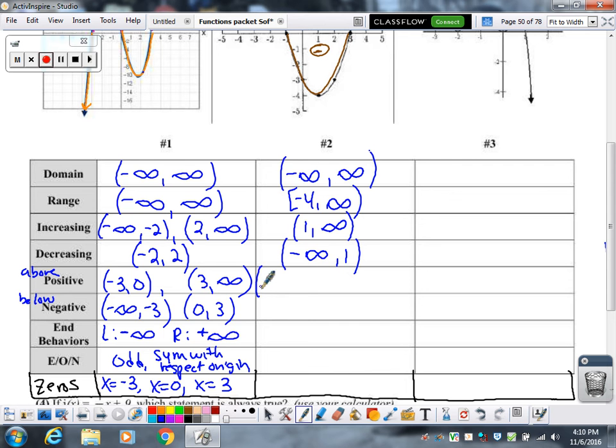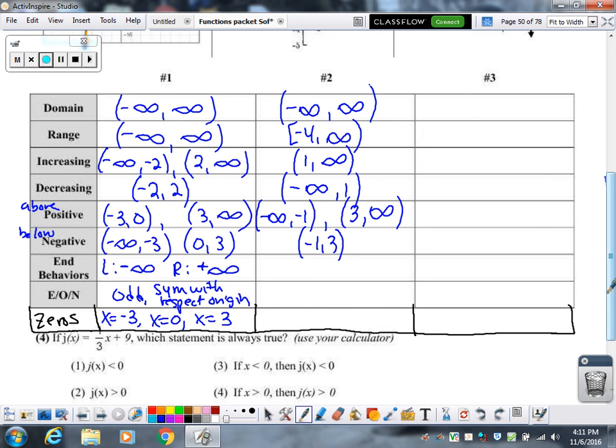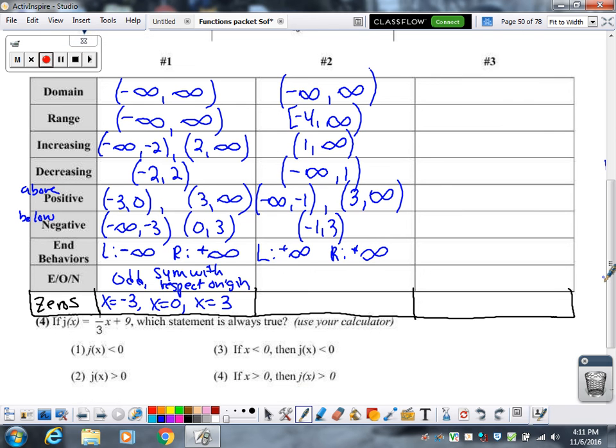It's positive from -infinity to its first x-intercept, but again, we don't include it because we're not looking for where it's equal to 0. And then the second interval where the function is positive is from 3 to infinity. It is negative from -1 to 3, the interval between the two outer intervals. This is a happy parabola. That means that both left and right end behaviors go to +infinity.